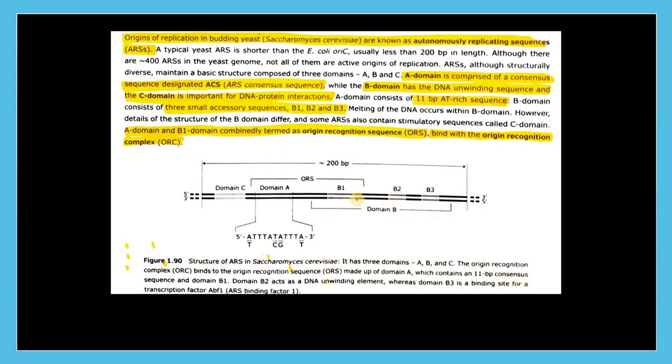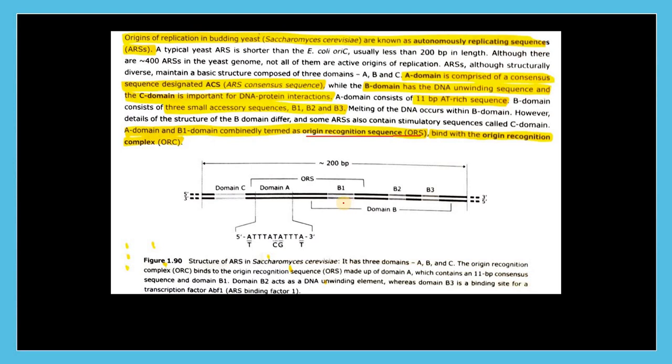The A domain and B1 of the B domain, only this portion forms what is called the origin recognition sequence, ORS, which binds with the origin recognition complex. There is some complex which we'll be looking at in the replication part. So this particular complex comes and binds to the origin recognition sequence. That means it's nothing else but different types of enzymes that will unwind the DNA and start the process of replication, and they bind to the origin recognition sequence and facilitate the initiation. So this is the ORI in eukaryotes.